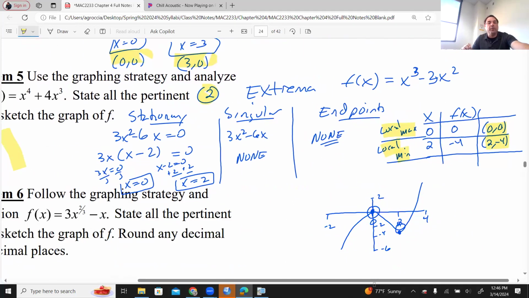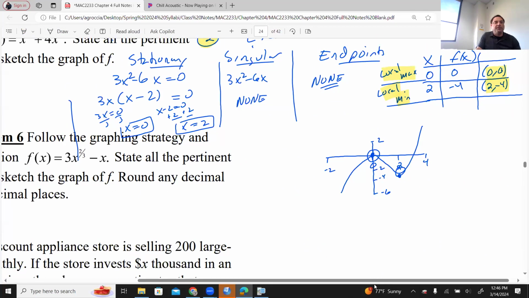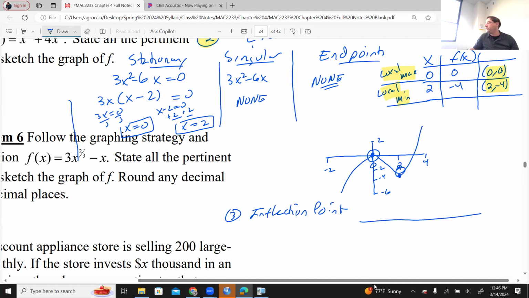Okay, then we get to 3. Some of you may have already started on it, but I'm going to give you some time to work on it. Number 3, you're going to find the inflection point. And I'll write it down correctly this time.